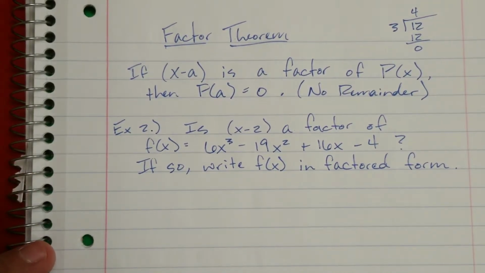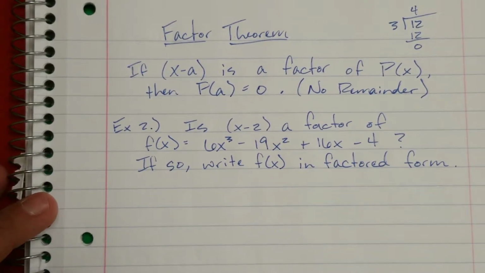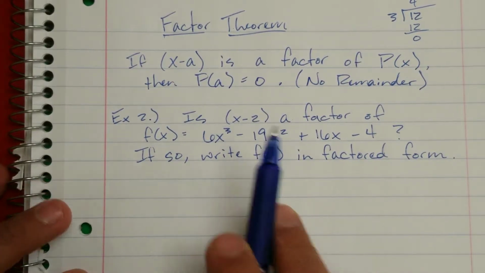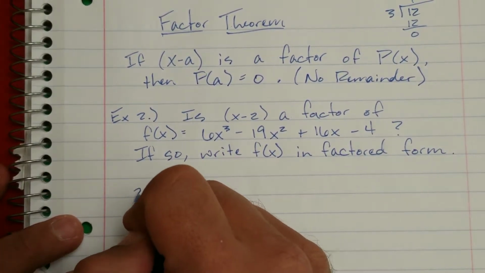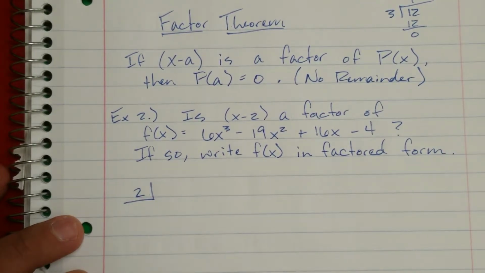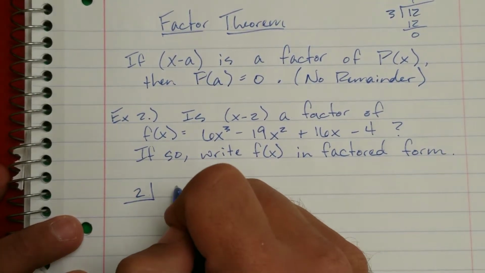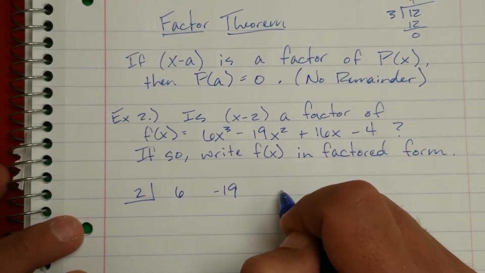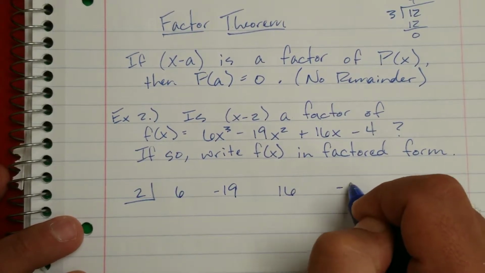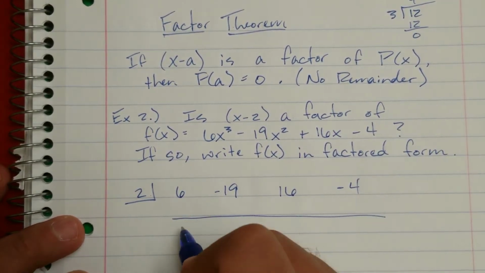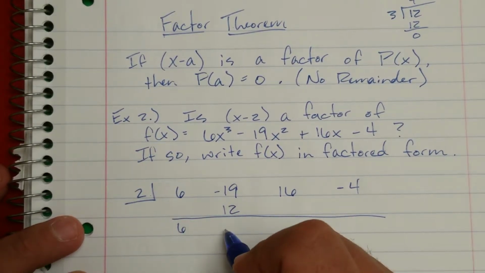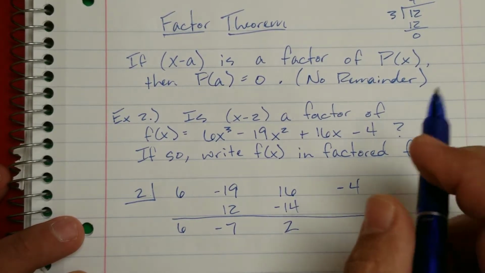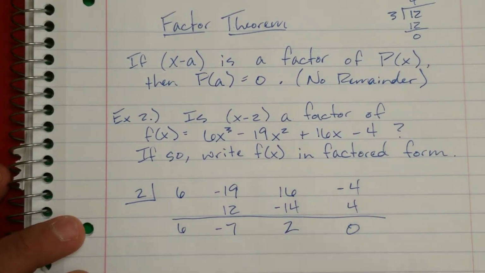Okay? So is x minus 2 a factor? So we would take, if this is x minus a, we would take 2, put that in the box, write out your coefficients, 6, negative 19, 16, and negative 4. Bring down the 6, multiply, add, multiply, add, multiply, add.